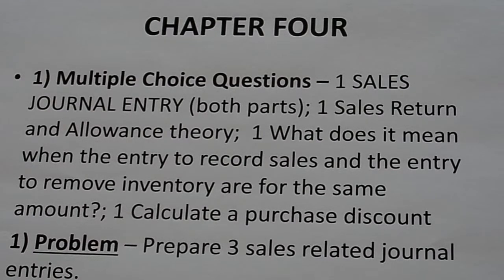And then keep in mind, if the first and second entries are the same, the company doesn't make any profit. So that's not a good thing, and it's very rare when that happens. Usually the sales entry will be for a higher amount than the merchandise inventory and cost of goods sold entry, and that'll imply profit for the company. And then there's another problem with 3 journal entries, and this is sales related journal entries. So for certain you can expect that one sale causes 2 journal entries.